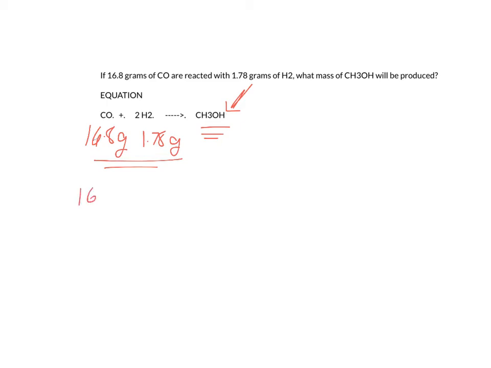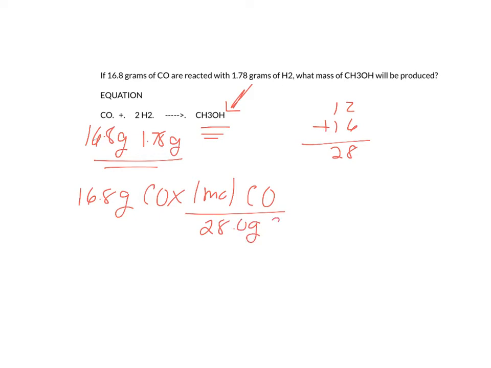As always, we're going to begin by turning grams into moles. We're going to convert 16.8 grams of carbon monoxide into moles of carbon monoxide, 1 mole of CO. Carbon weighs 12, oxygen weighs 16, and 12 plus 16 is 28 grams of CO. When I put 16.8 divided by 28 in the calculator, to 3 sig figs my answer is 0.6, but then I have to add 2 more zeros so that I have 3 significant numbers: 0.600 moles of CO.